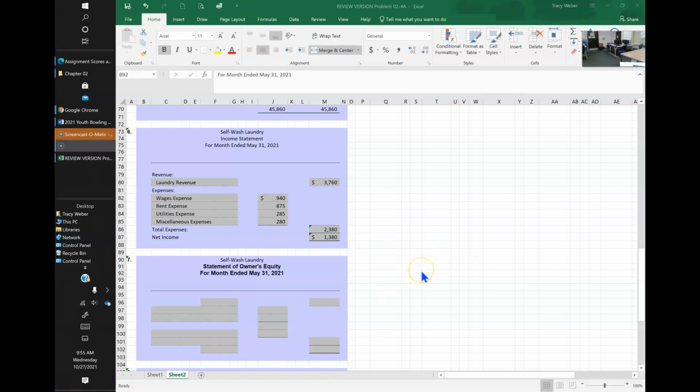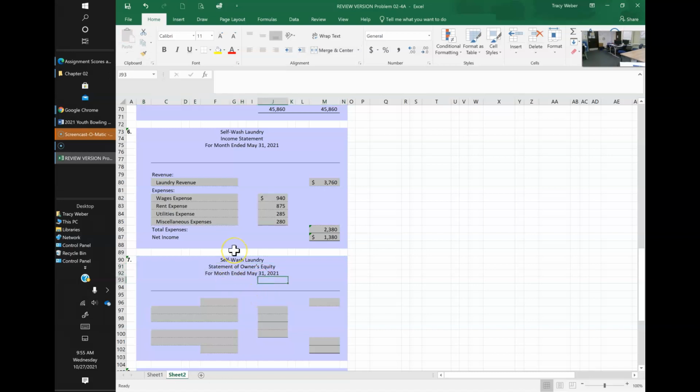Okay, I'm going to show you something here that you might not know about Excel, but notice how these are formatted differently. I'm going to click on Self-Wash Laundry because that's what all the other ones are, like this format. Click on that, and I'm going to do Format Painter, and I'm going to click and drag it over these other two rows so that they all look the same.